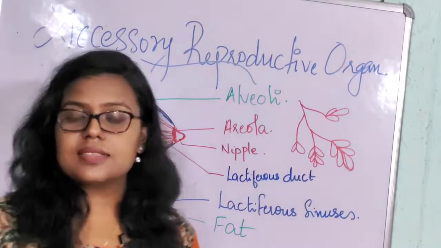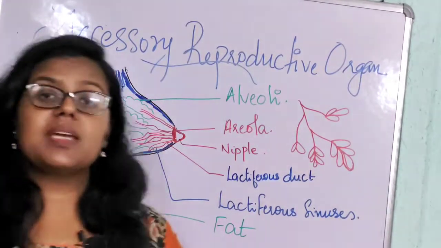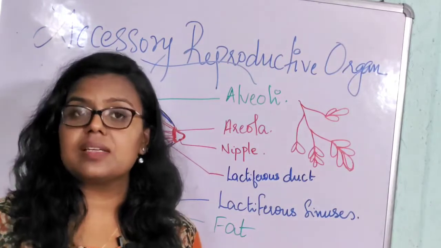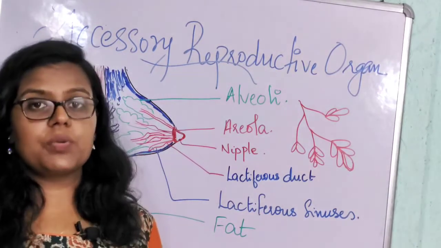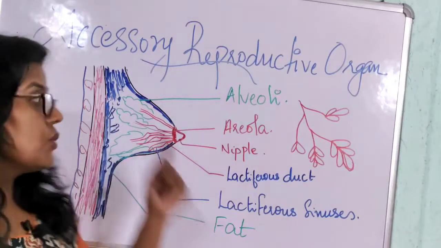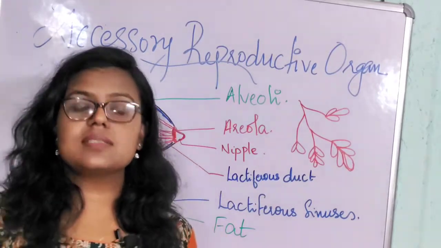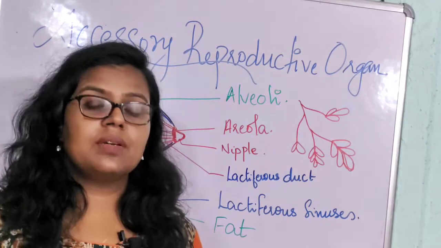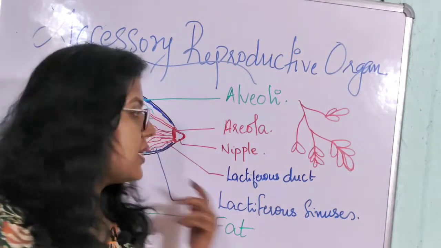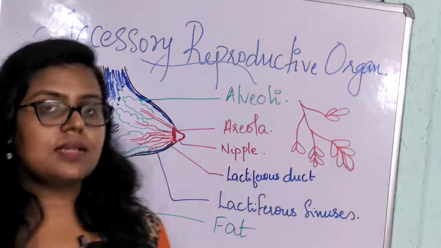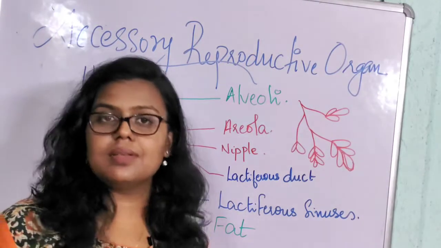So today in this class we are going to discuss the female reproductive system part 3, that is the accessory reproductive organ. The mammary glands or breast are considered as the accessory reproductive organ. So today in this class we will study a little bit of explanation about the breast.